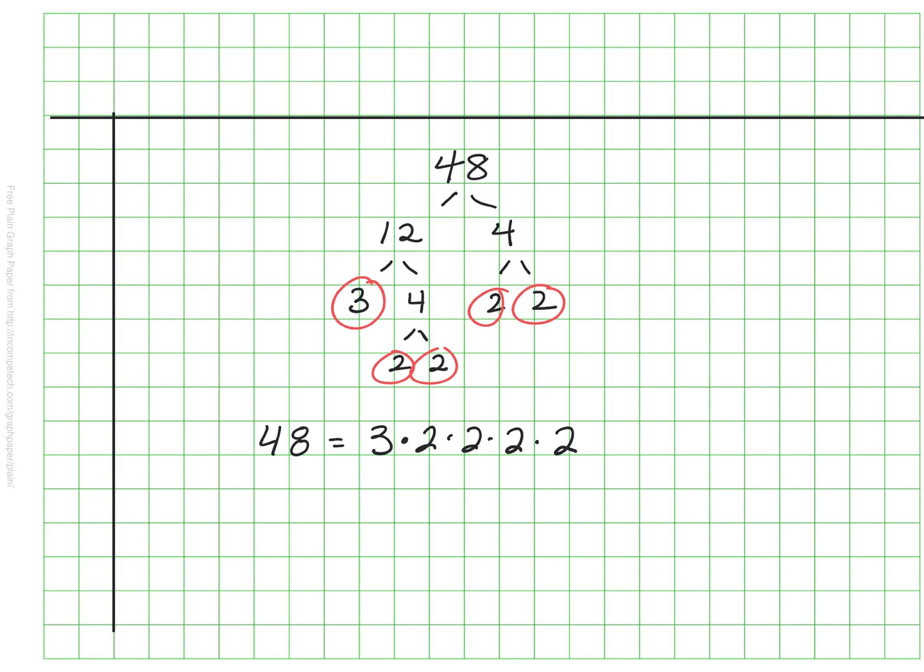And I think there's only one 3, but I see 1, 2, 3, 4 2s. So I'm going to say that 48 could also be written as the product of 3 times 2, and this time I need 1, 2, 3, 4, to the power of 4. Again, that would be described by someone as the power of 4. And that means that 2 is being multiplied, not added, not subtracted, not divided, but multiplied 4 times. 2 times 2 times 2 times 2, and then, of course, times 3.